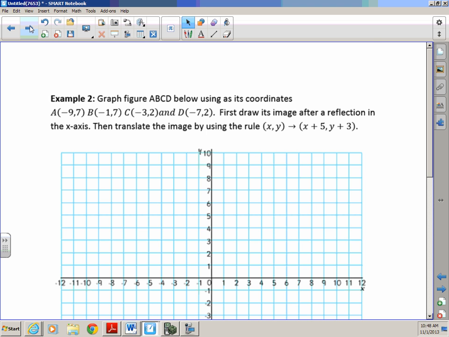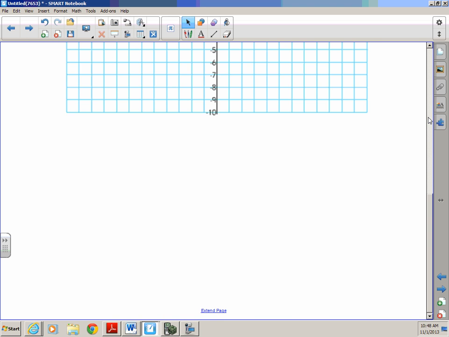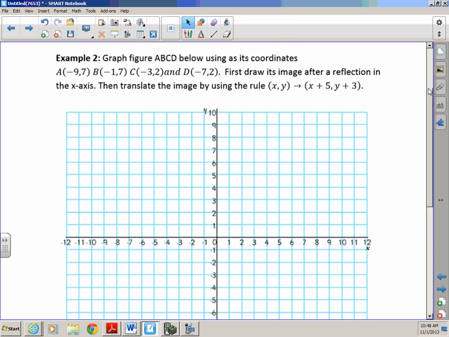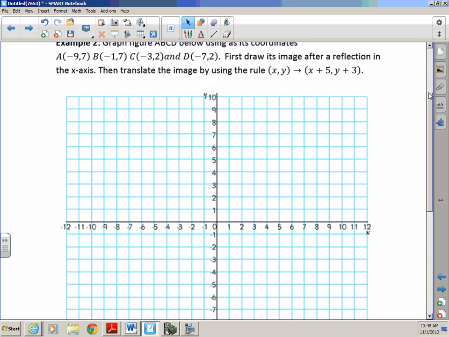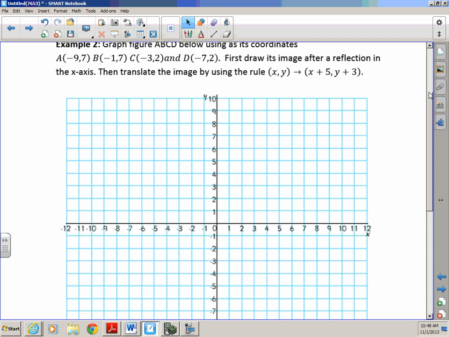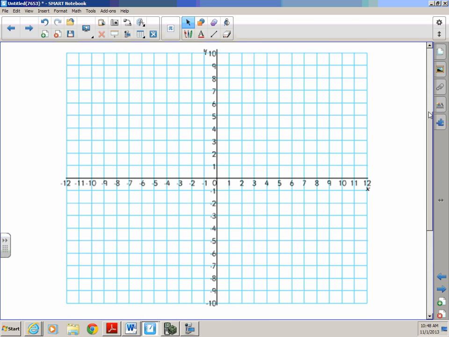We want to do two transformations in the problem here. I first want to graph the original figure. I then want to reflect that, and then I want to translate the image. So we're going to draw our original figure. (-9, 7) is A. (-1, 7), B. (-3, 2) is C. And then (-7, 2) is D. So there's my original.